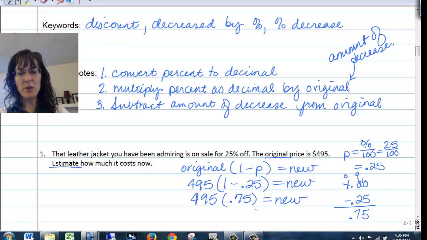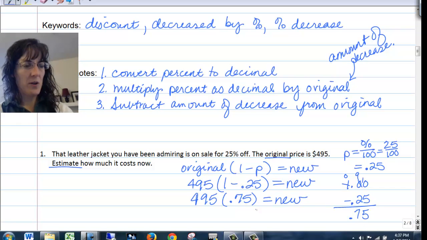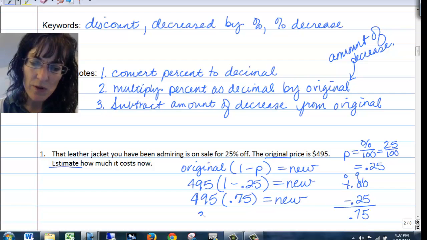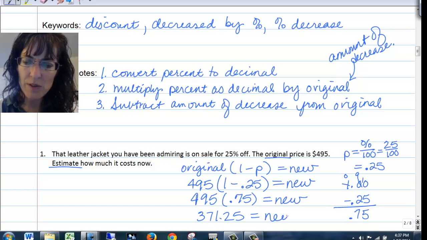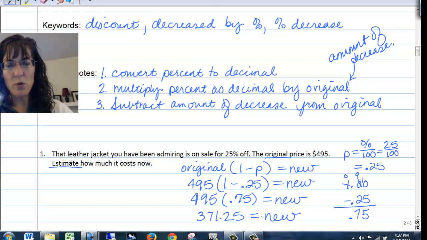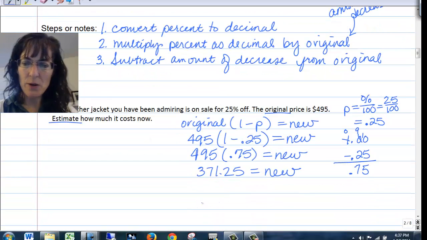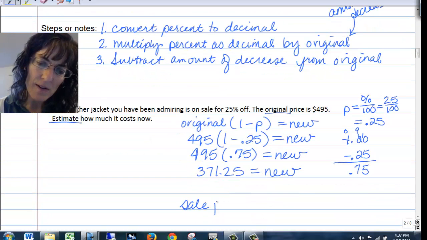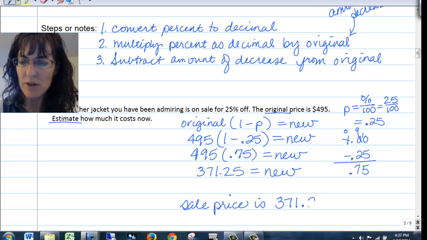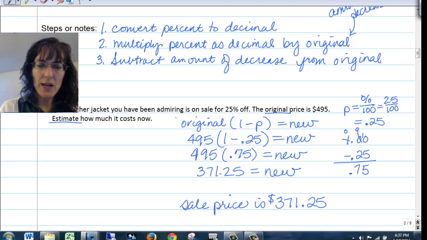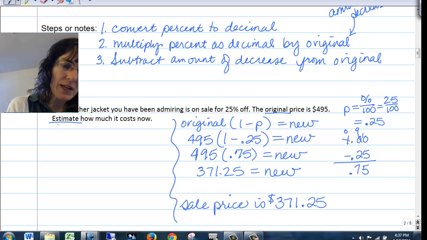So when I multiply those, I'll do that on my calculator. 495 times 0.75 equals 371.25, no further decimals. And so I know my new price, or my sale price, is $371.25. That is the exact price, and I would like you to make an estimate here.